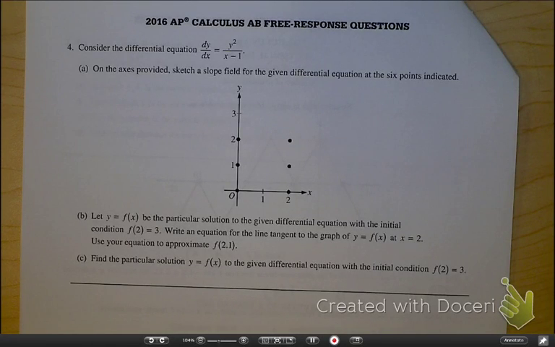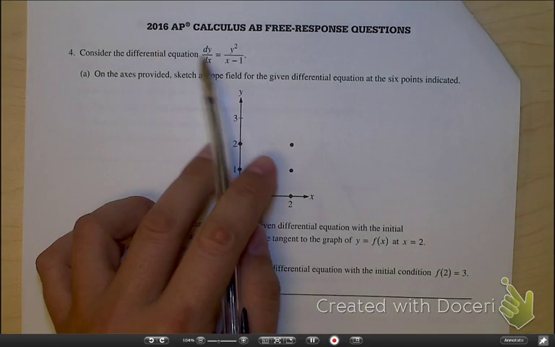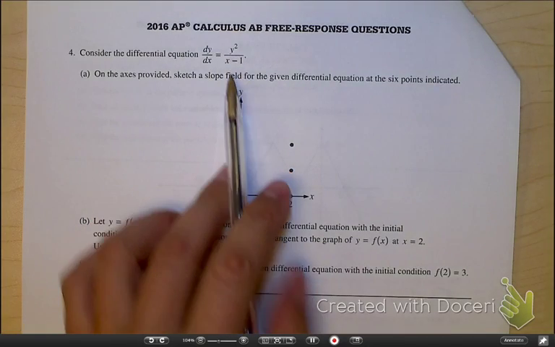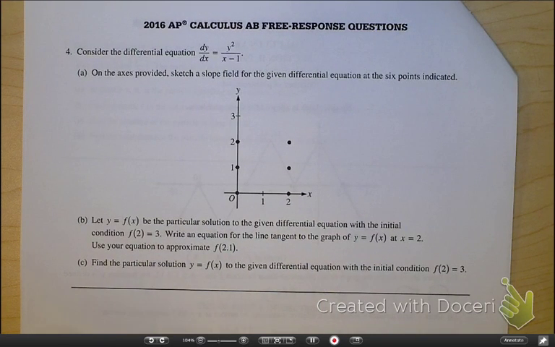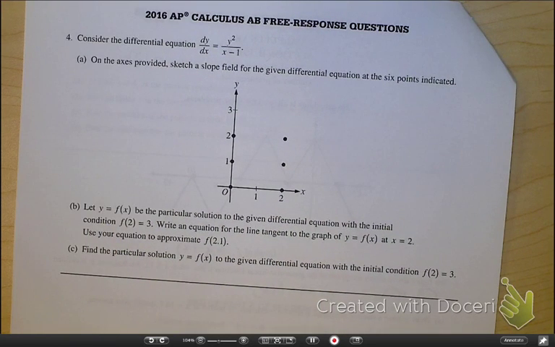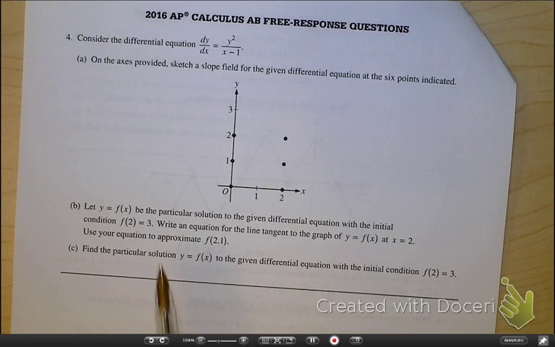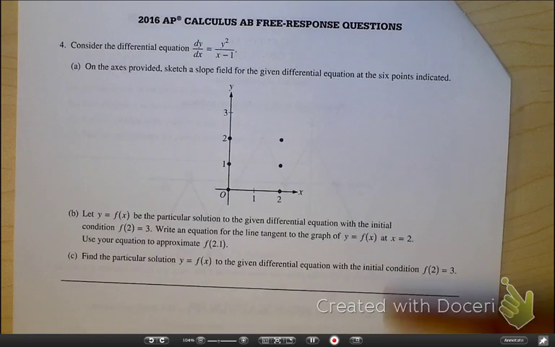This is 2016 number 4, a non-calculator question. It says consider the differential equation dy/dx equals y squared over x minus 1. We haven't learned slope fields yet, so we will not be able to answer that. And actually, neither of these parts we will be able to answer as well, so you don't have to worry about those. All of these will come at second semester.